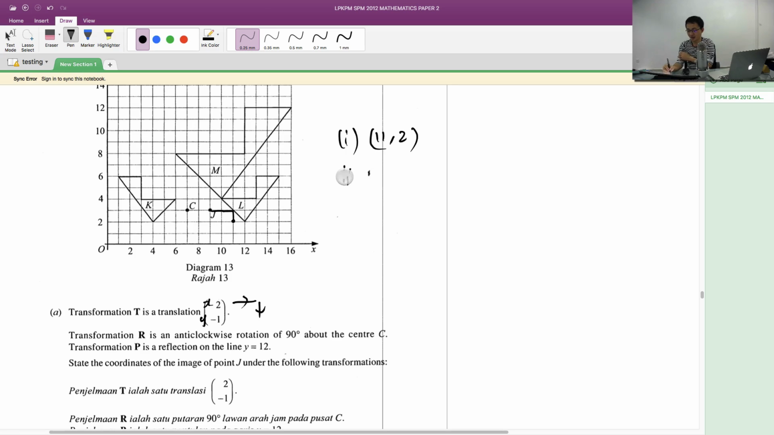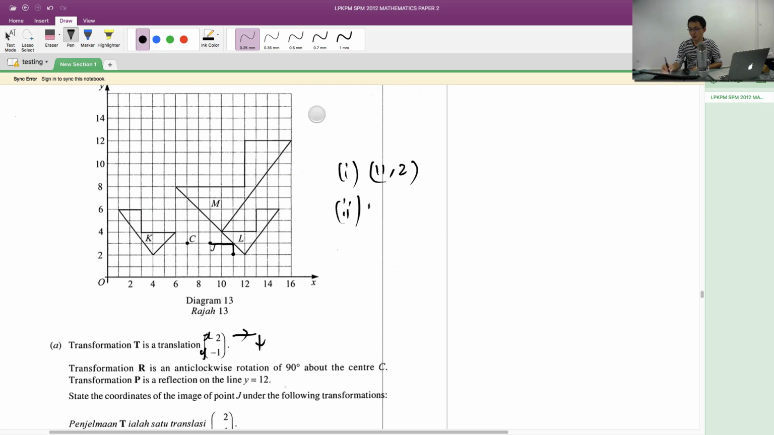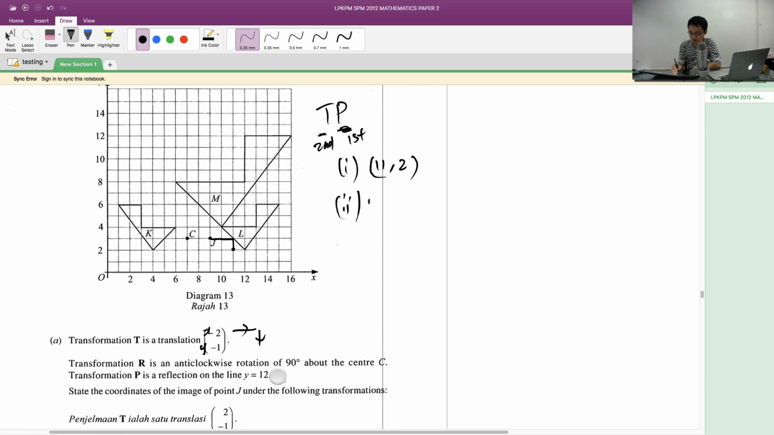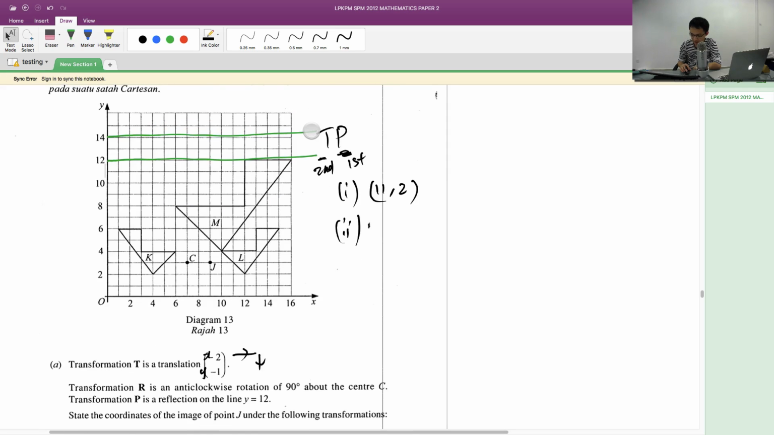Alright, for the second, they want TP. When it is T and P, you always have to perform the one behind first. Do P first, then only do T. This is first, this is second. So I will do P. My P is a reflection on the line y equals 12. So I will draw the line y equals 12, over here. Now you will need to do some reflection.